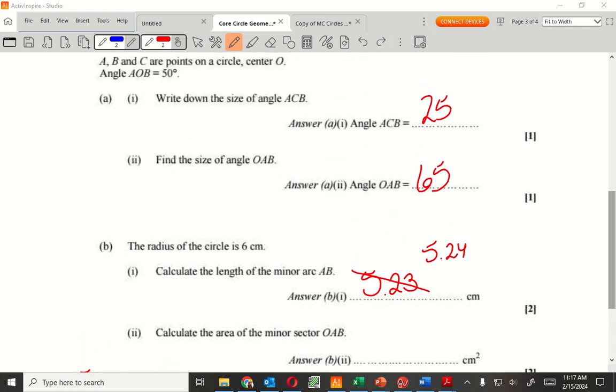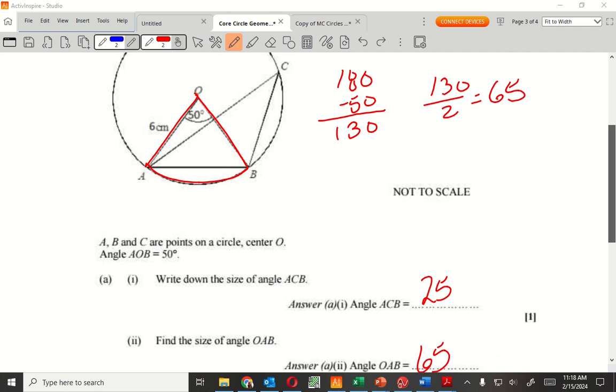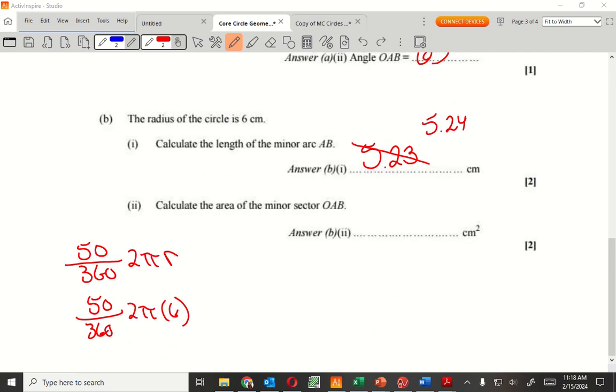Sector OAB. Area of the sector. It's a slice of pizza, right? Yes, it's a very ugly looking pizza. It's very small. It's only 6 centimeters, so it's like a tiny pizza.